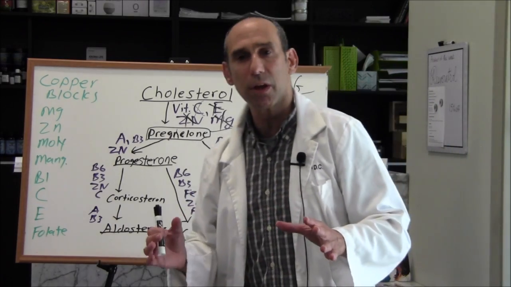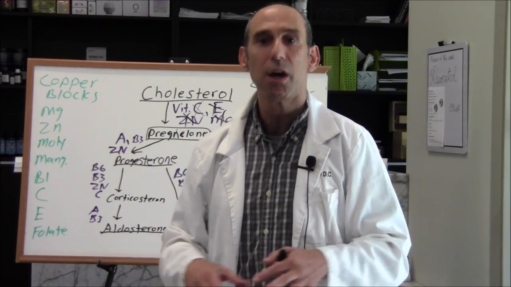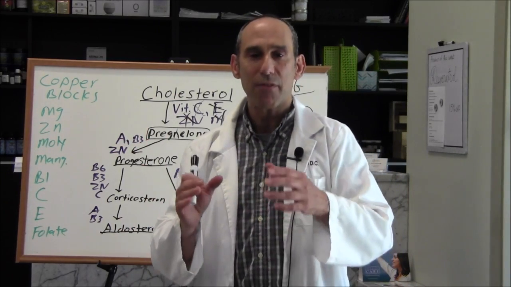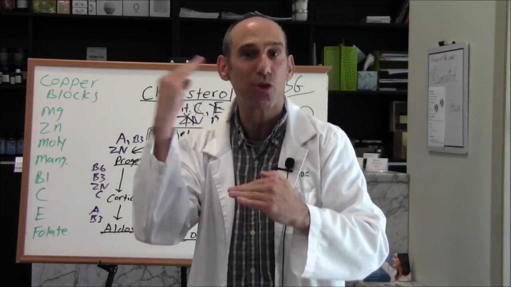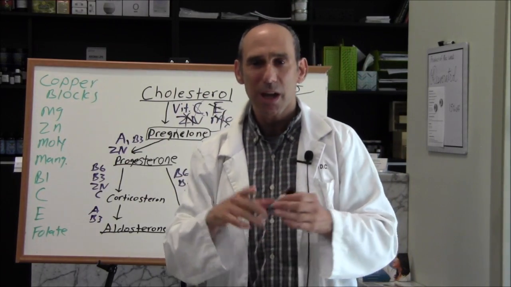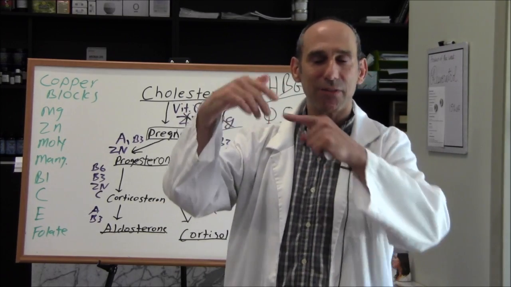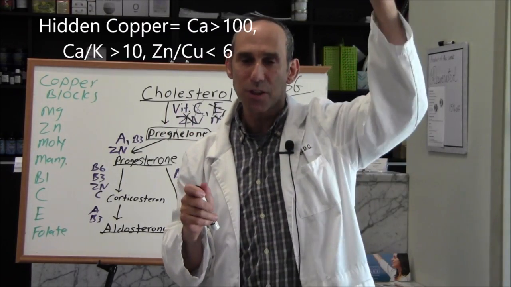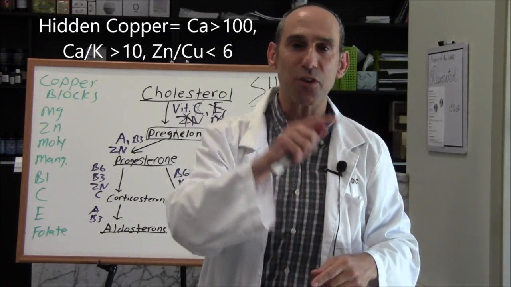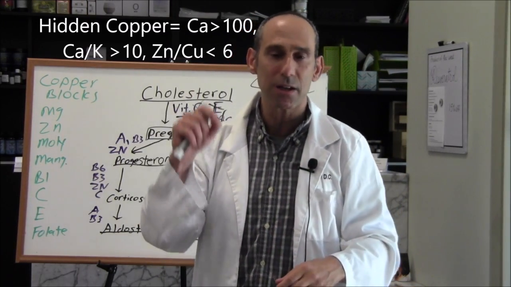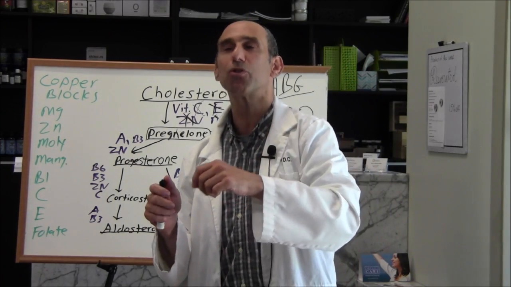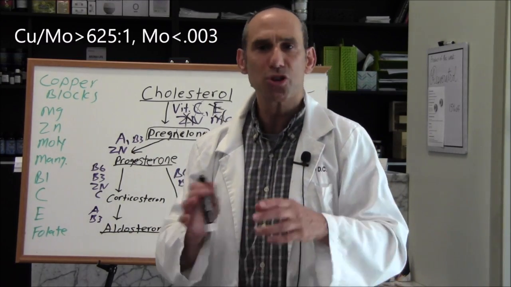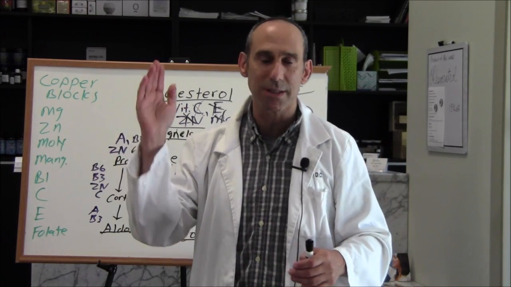So we can get a whole feel for how the adrenal is working, how the estrogen and progesterone are working, and then we can see the copper. Now, we may have copper in a normal range, 2.5 is normal, and we can get copper at 1.5 to 3, and that's going to be pretty normal. But we may have a hidden copper. If calcium is above 100, hidden copper. If the calcium-potassium ratio is above 10, hidden copper. If the copper to molybdenum ratio is below 0.003, hidden copper. Or just molybdenum below 0.003 is a hidden copper.